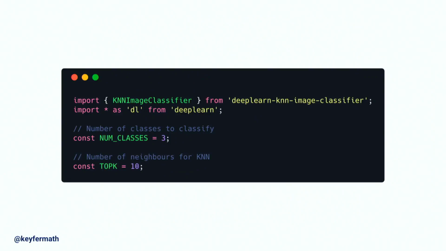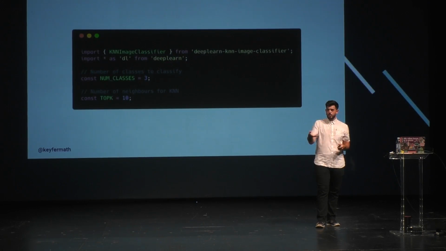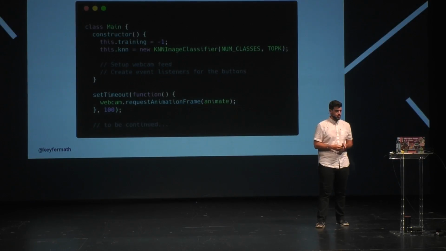I'm also setting a number for my top k value. That top k value is the number of neighbors I want to look at to classify my current data. And the bigger the number of neighbors, the slower your process will be because the comparison is higher, but the more accurate your data will be.